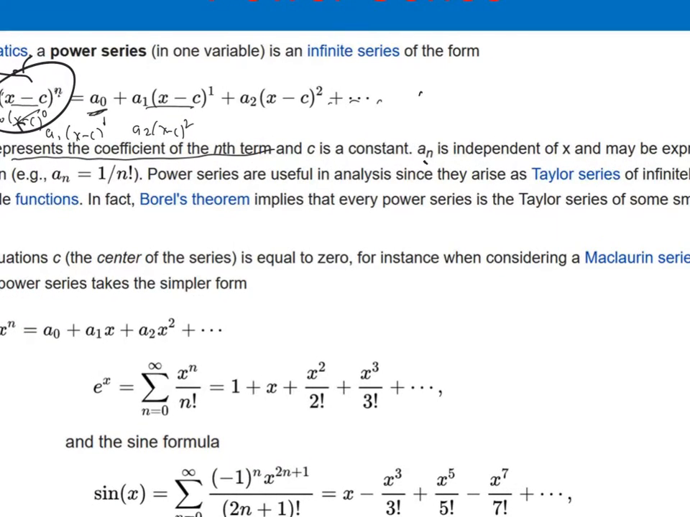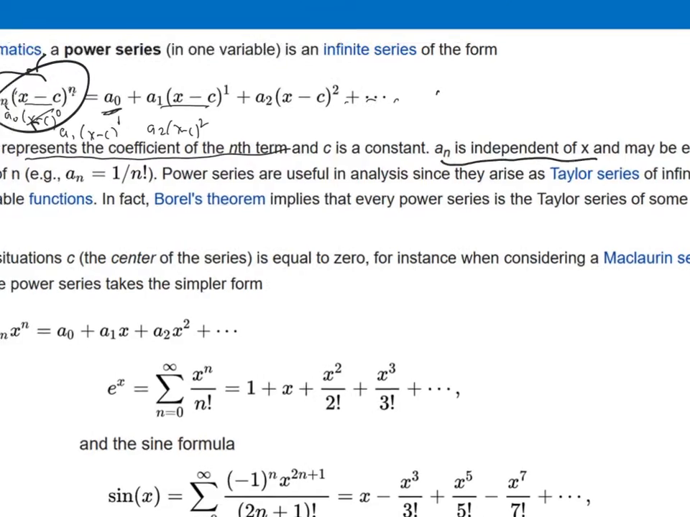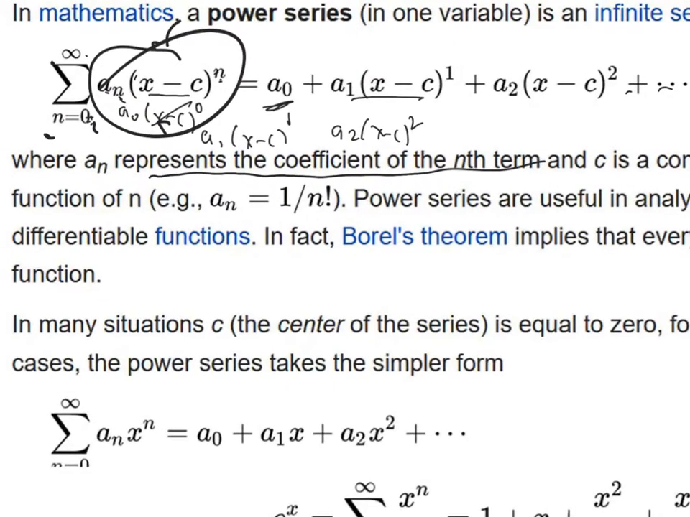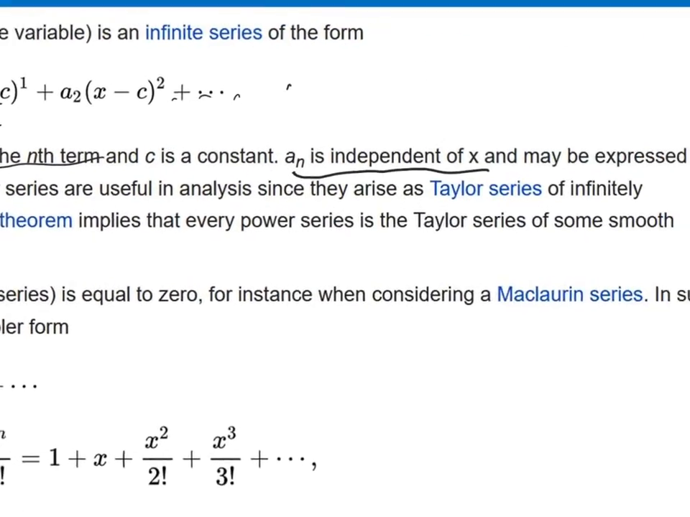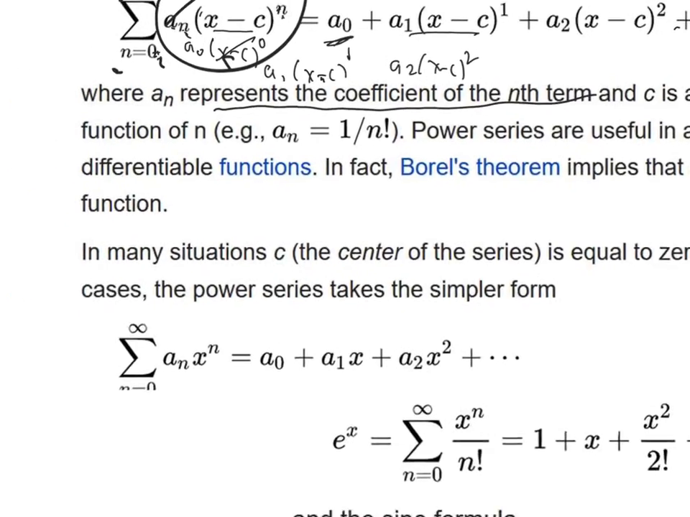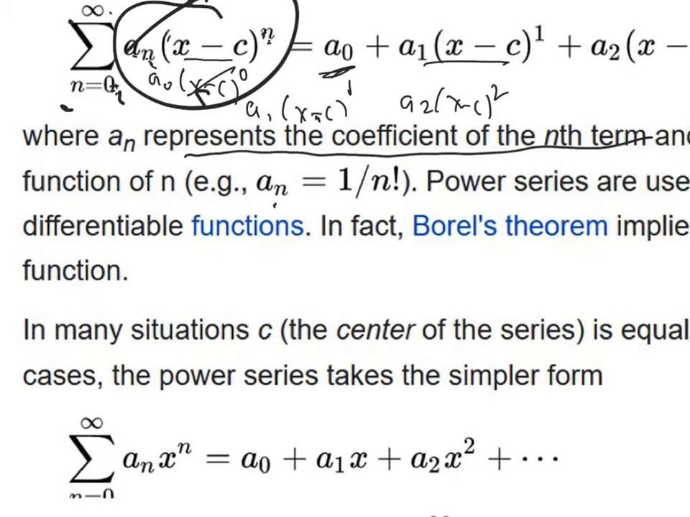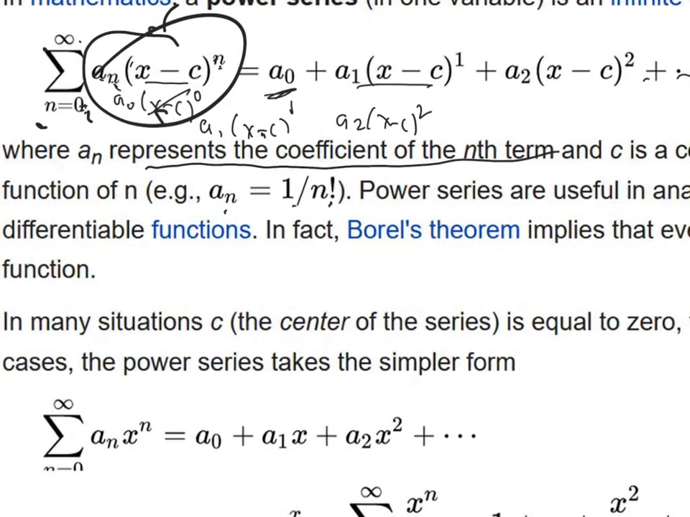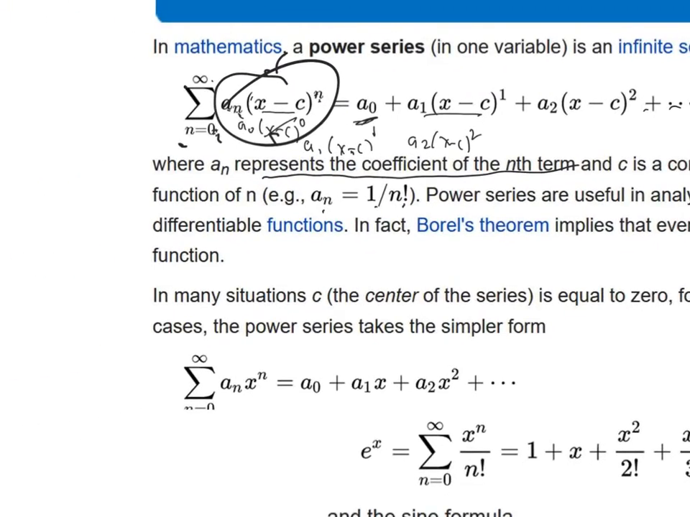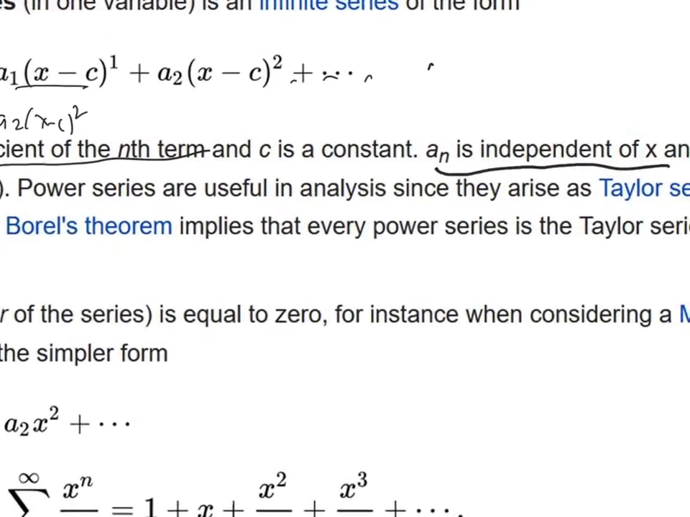A sub 0 is independent of x. Well, obviously, because x has disappeared. Okay, that makes sense. A sub n may be expressed as a function of n. For example, a sub n equals 1 over n factorial. Well, sure, we actually looked at this power series one other time. A sub n could also be a function of x.